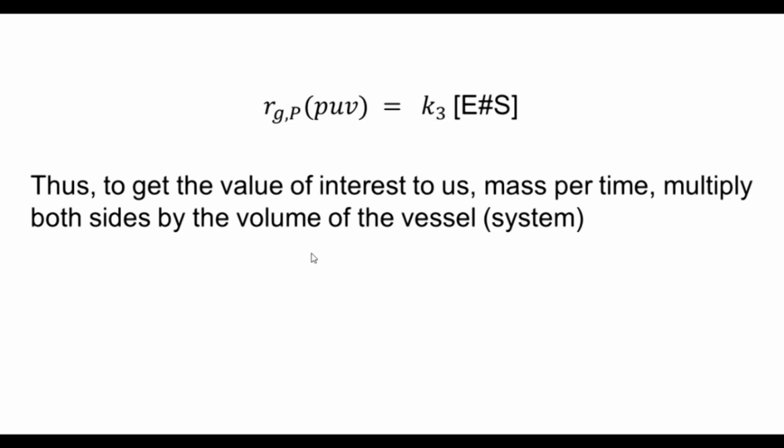So to get to the value of interest to us, which is mass per time, we need to multiply both sides by the volume of the system, because this is on a volumetric basis and we are looking for a mass basis. Concentration is nothing but mass per volume. If we multiply that, we get the rate of product generation on a mass basis. Let us call it Rp for simplicity, equals K3 into the concentration of the enzyme substrate complex into the volume V.